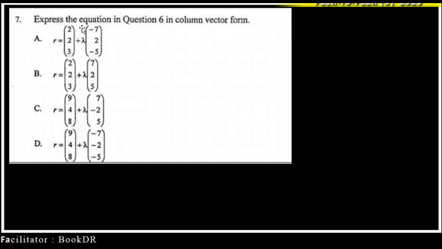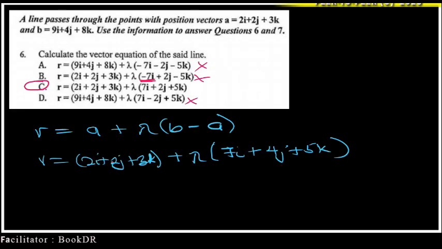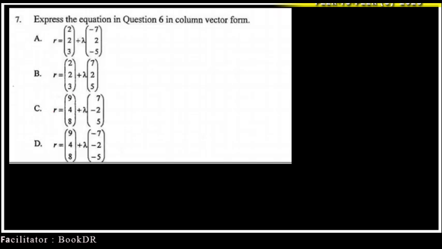Let's look at question 7. We have to express the equation in question 6 in column vector form. So it is just our answer that we are writing in column form. The first column vector will be 2, 2, 3. So let's look at the ones that have 2, 2, 3. This one is out. This one is also out. So obviously the answer will be between A and B.